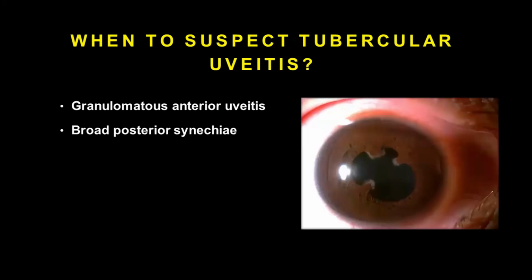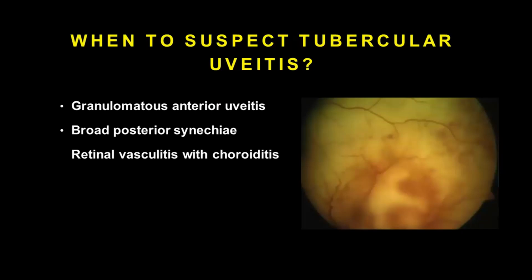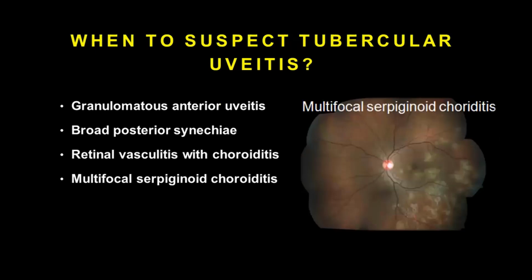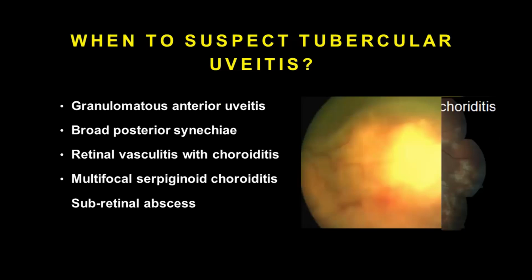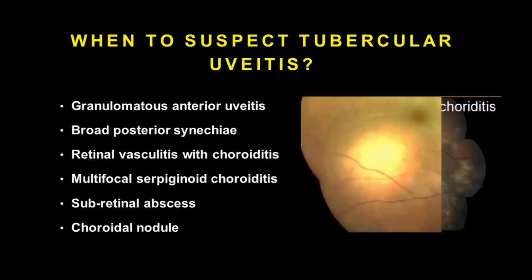Next is the broad posterior synechia. Retinal vasculitis with choroiditis. Multifocal serpiginoid choroiditis is now thought to be of tubercular origin, unless proven otherwise. And then subretinal abscess and tuberculoma of the choroid, or choroidal nodule. These are the conditions where you will suspect tubercular etiology.